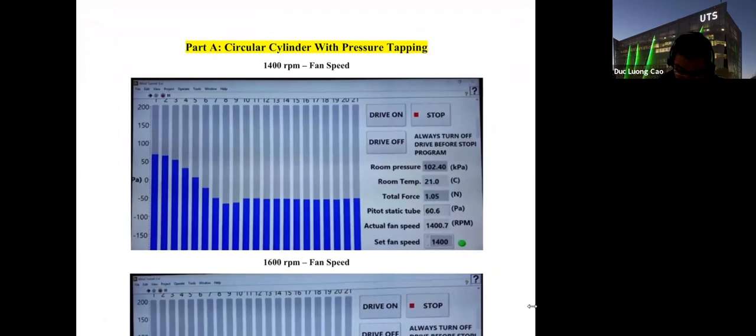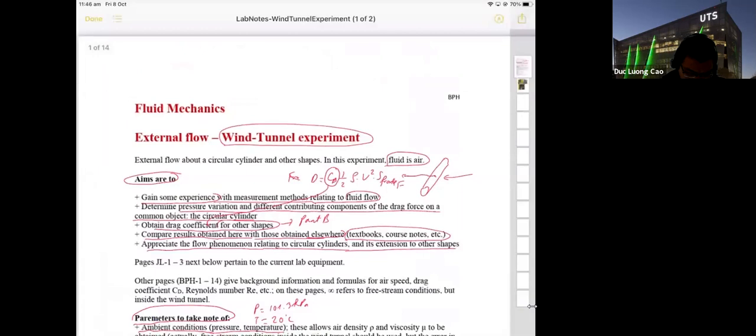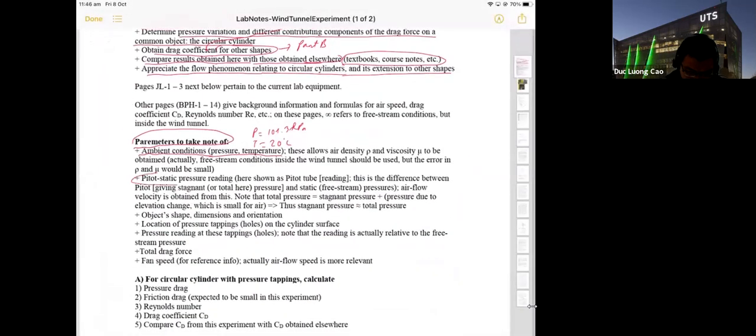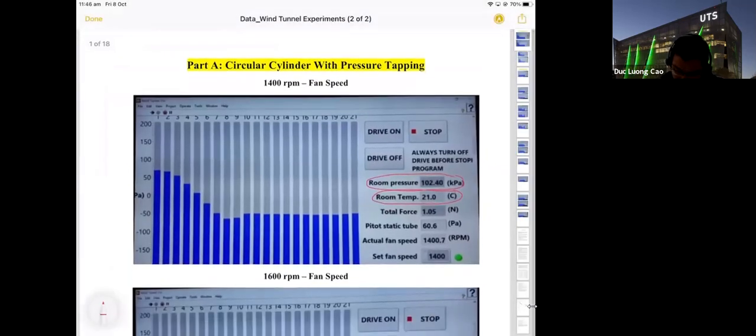In here you see the room pressure and room temperature. First one. And after that, you have the pitot-static pressure reading. Pitot-static pressure is this one. Or this one is the dynamic pressure. You have this from the pitot-static tube, and this one shows you the dynamic pressure.